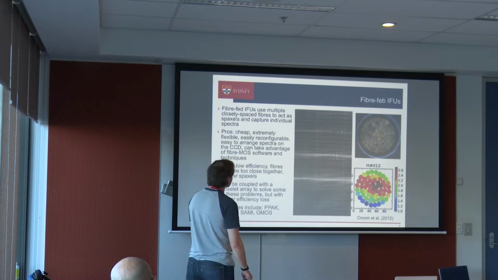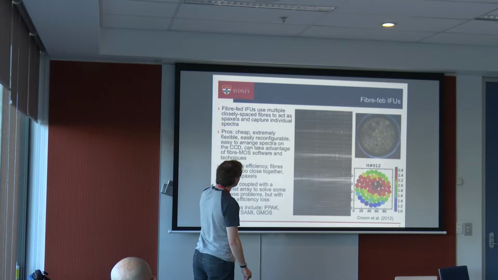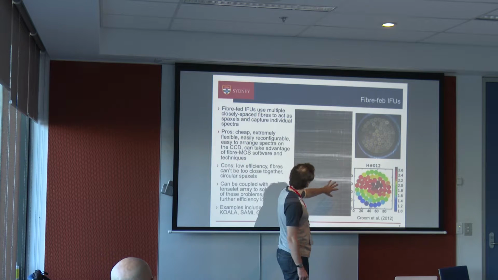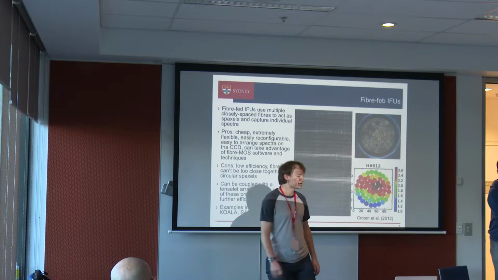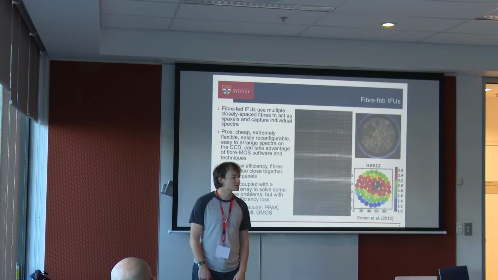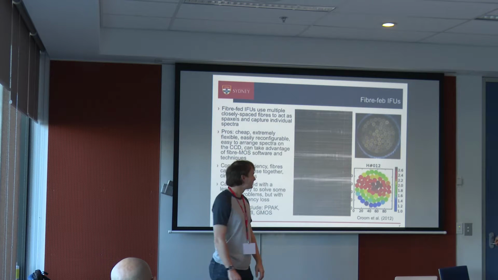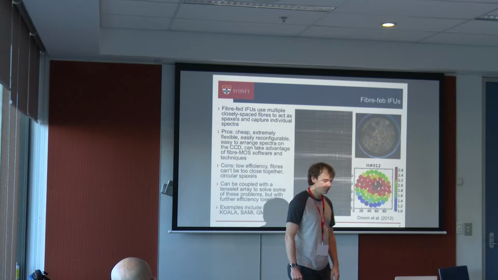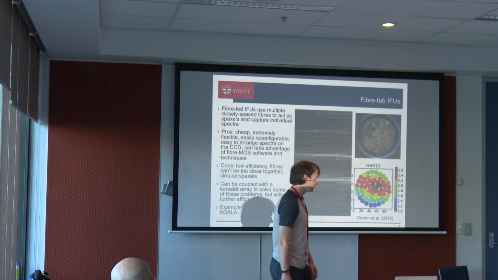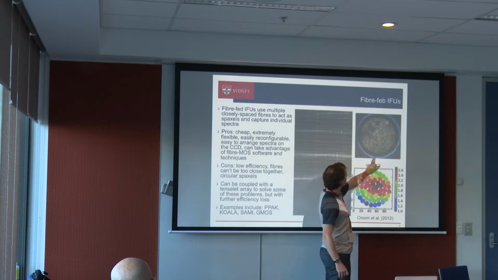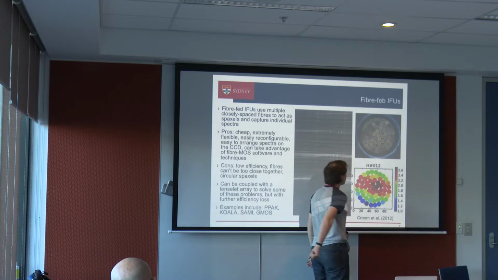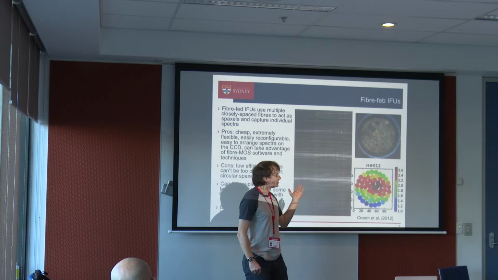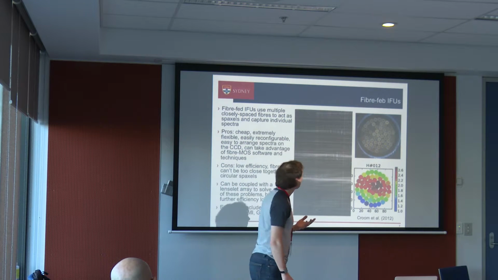So just to go into those different designs a little bit more in detail, fiber-fed IFUs. This is all SAMI data. For those of you who aren't familiar with SAMI, I guess Sarah probably talked about SAMI a bit yesterday. So SAMI is a multi-object IFU. We'll ignore the multi-object part for the moment and just concentrate on the IFU part. This is what an individual SAMI bundle looks like. Each of these little things are optical fibers. Your galaxy sits here. For each optical fiber, you get a spectrum. So for each galaxy, SAMI is taking 61 spectra.